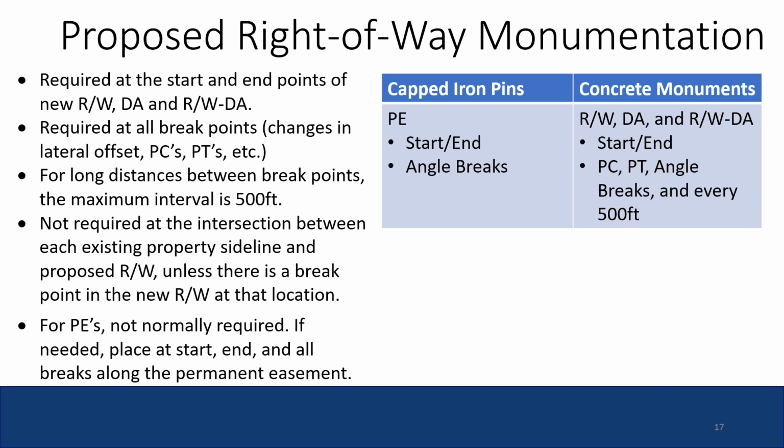Monumentation is not required at the intersection between each existing property sideline and proposed right-of-way, unless there is a breakpoint in the new right-of-way at that location. Monumentation is not normally placed for PEs unless approved by team support. If monumentation for a PE is needed, the monument should be a capped iron pin and placed at the start, end, and all breaks along the permanent easement.